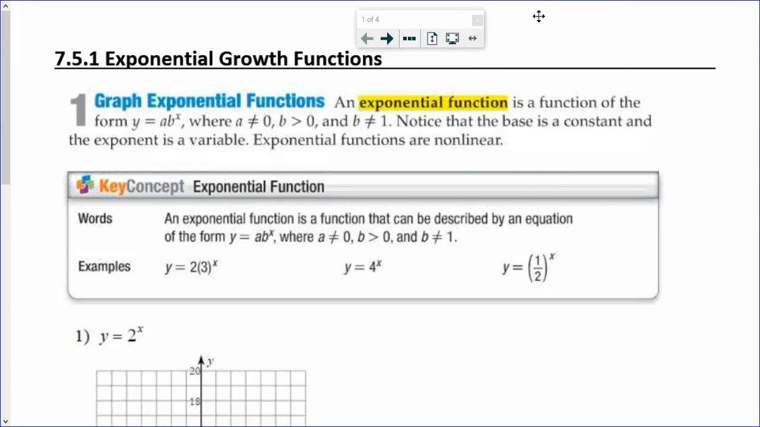This is your 7.5 Part 1 notes. We'll be talking about exponential growth functions. It's probably the first time we've talked about this semester, but we're going to be graphing exponential functions.